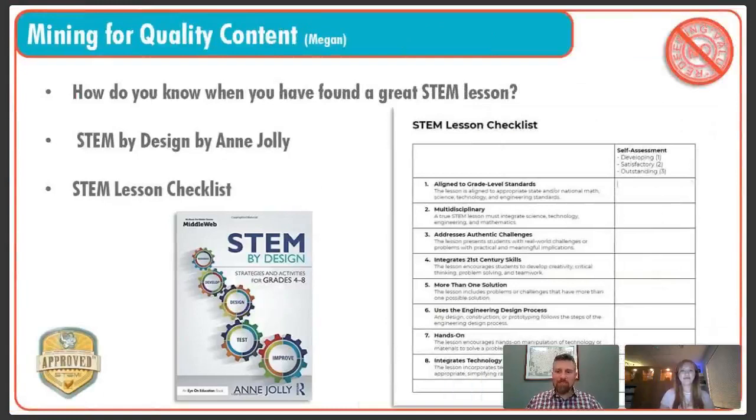Well, I think that's another good segue right into mining for quality content, which I know STEM.org is really trying to aggregate, the best of the best information. So talk to us a little bit about that. Yeah, because there's so much content out there. How are you going to know what's appropriate and what's not for your classroom? Especially with STEM, for a lot of us, it can feel like a whole new concept.